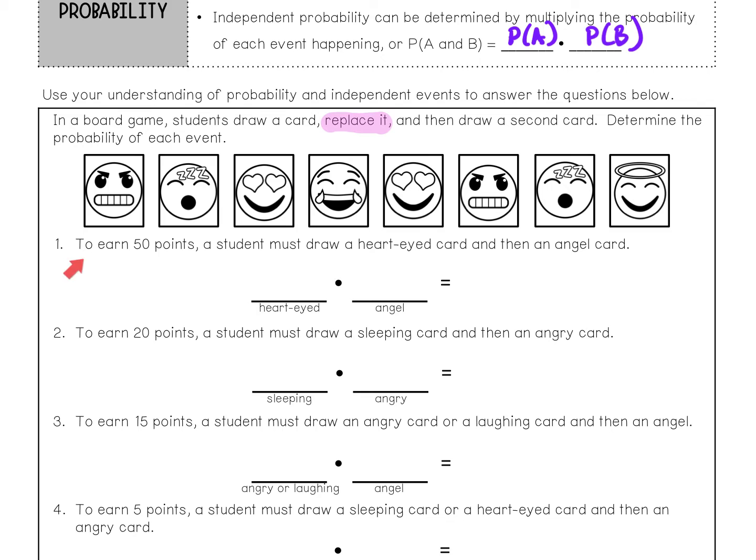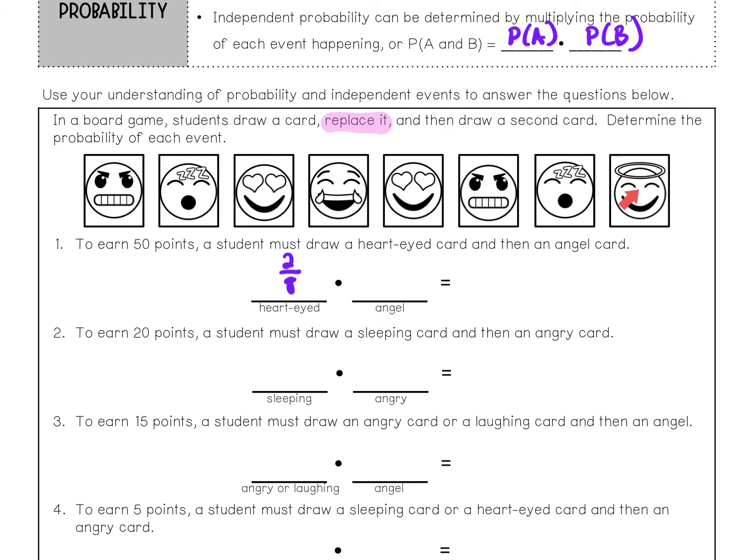So let's look at our first situation. To earn 50 points in the game, a student must draw a heart-eyed card and then an angel-eyed card. So we're going to write the probability of drawing a heart-eyed card. So I see 1, 2 that have heart eyes. And now the total, 1, 2, 3, 4, 5, 6, 7, 8. So the probability is 2 out of 8. Next, we're going to look for angel cards.